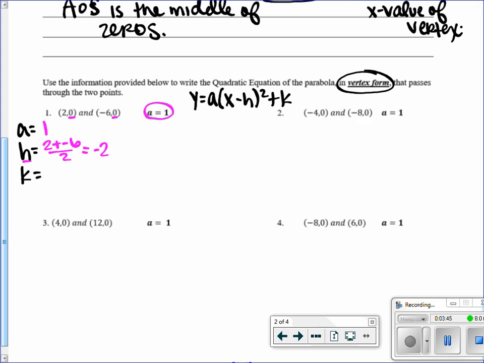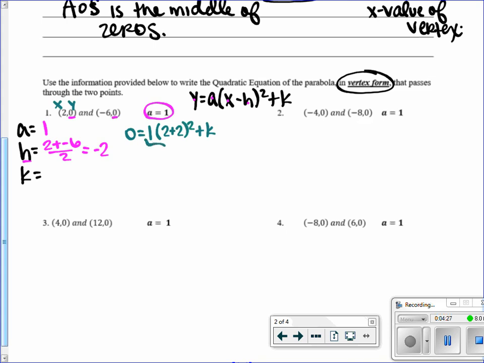Then to get our k value, we talked about this on Tuesday. We have an h value, we have an a value. We are also given 2 points, which means we have an x and a y value. So we have values for 4 out of the 5 letters in vertex form. So plug in the 4 out of the 5 and solve for that 5th value in your vertex form. We can pick whichever point we want to use. I'm going to use this first one. So 0 equals 1 times (2 minus -2, which means plus 2) squared plus k.